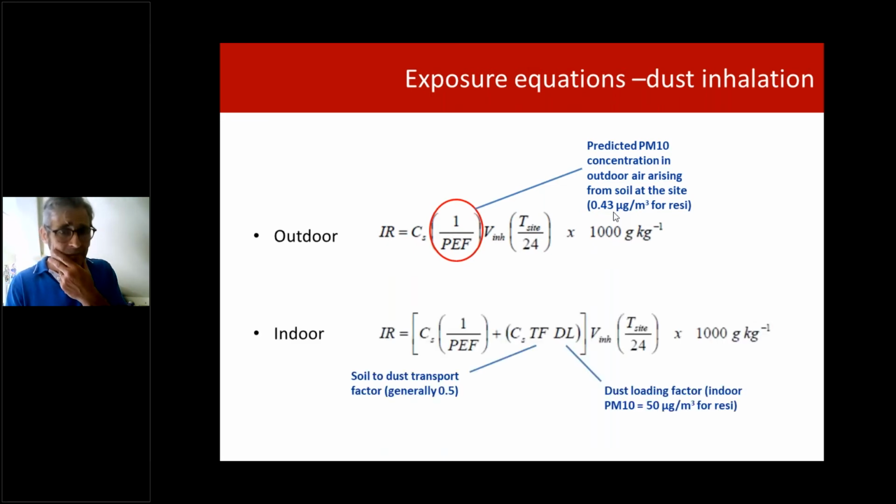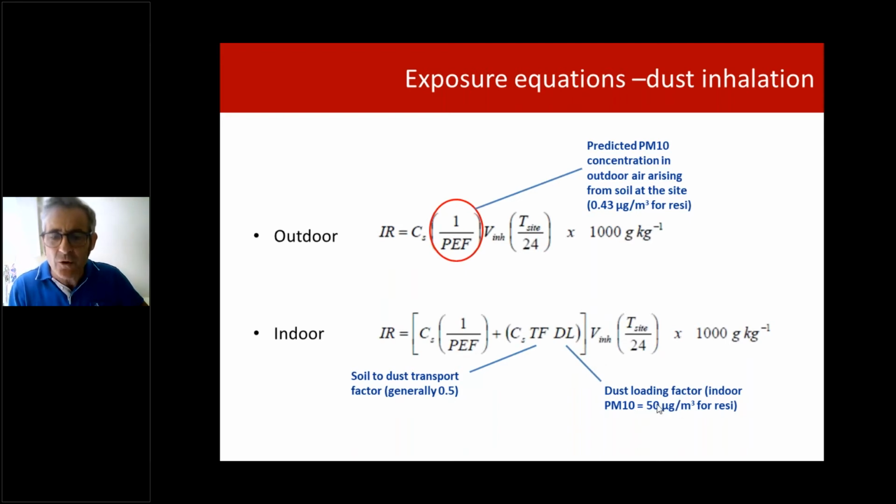Indoor inhalation is actually exactly the same equation as this, but it's got this additional part. So it takes the outdoor air concentration plus this indoor air concentration. And the indoor air concentration is given by the soil to dust transport factor, which is the fraction of indoor dust that's derived from the soil outdoors, and it's generally assumed to be 0.5. So you're saying if you take a Hoover bag sample, in theory, half of the dust in that Hoover bag has come from the garden. And it multiplies that by the dust loading factor. That's your indoor PM10.